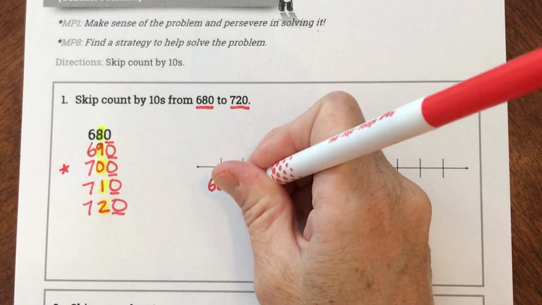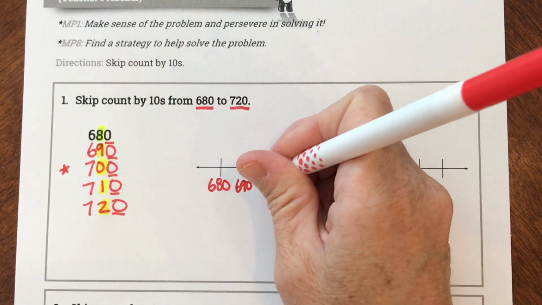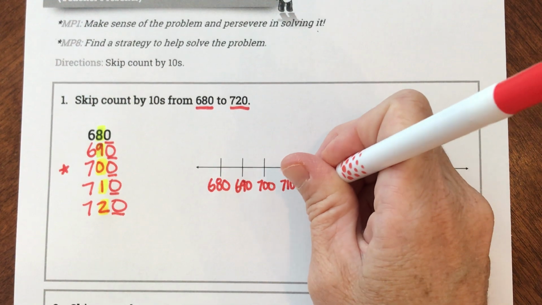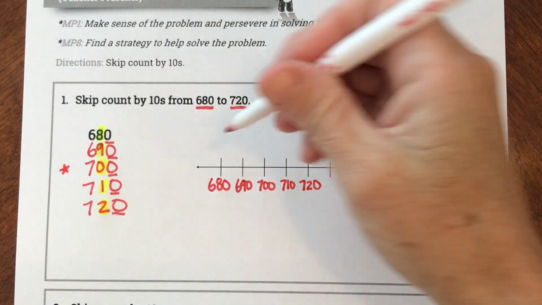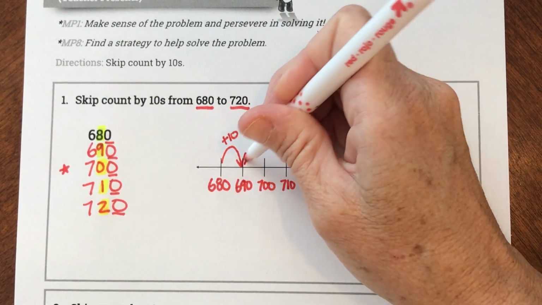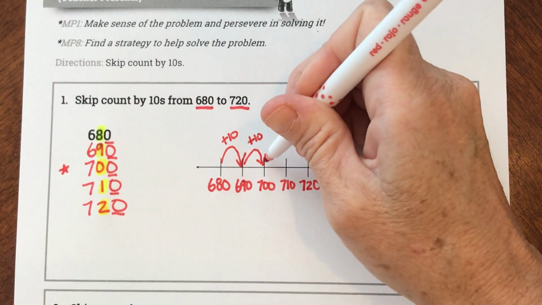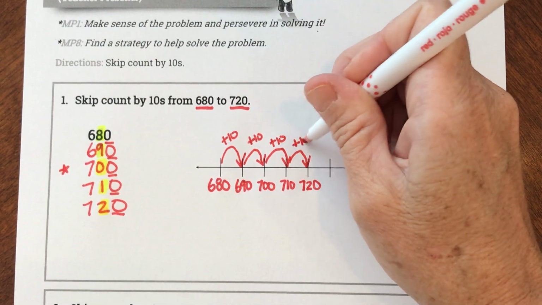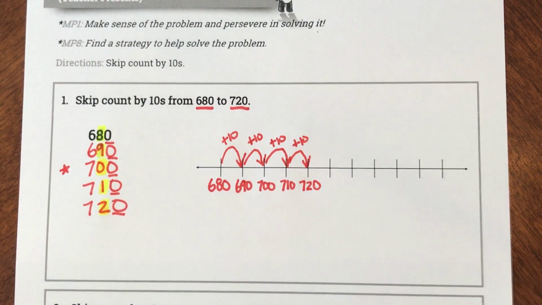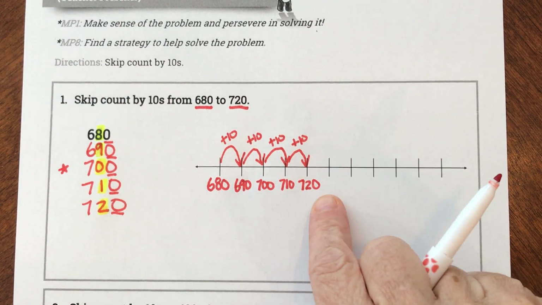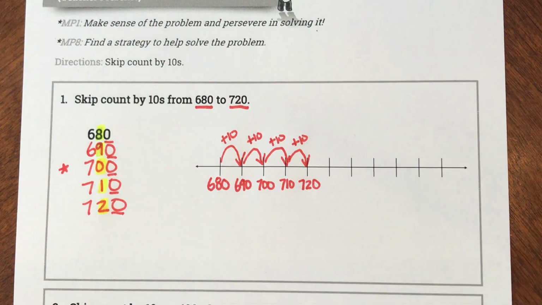What was my next number? 690, and then 700, 710, and 720. So what are they doing between each jump? They're adding 10. That's what skip counting means. They're adding 10 between each jump. So that's called skip counting. And then we already explained our pattern. Our pattern is in the ones place, we always have a 0, and then in the tens place, it counts to 9 and then starts over at 0.